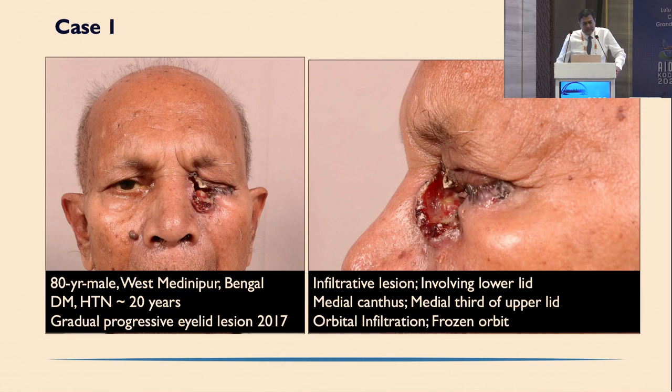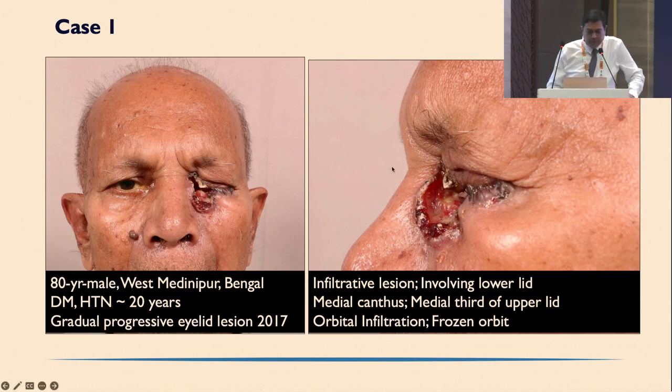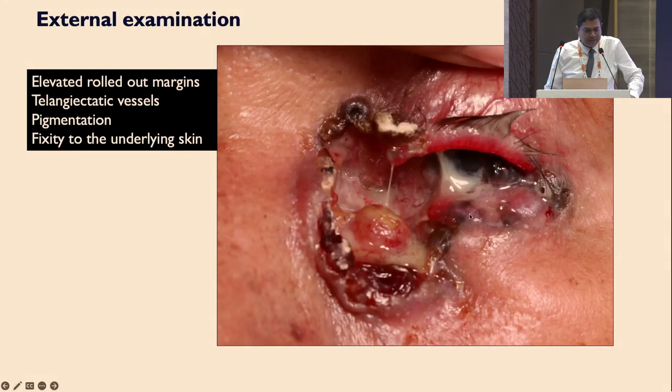But on examination, the things that were interesting were that you had this lesion, which involved most of the medial canthus and a third of the upper eyelid. There was a significant fixity to the skin, so you were looking at an orbital involvement. It had those typical rolled-out edges. This was a basal cell carcinoma.